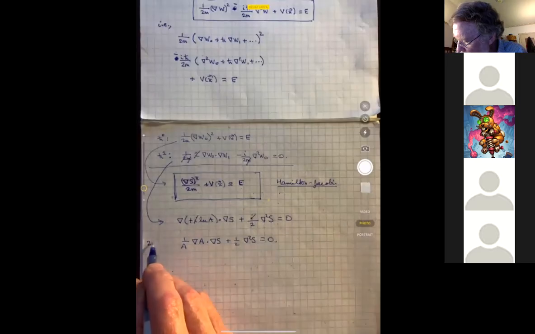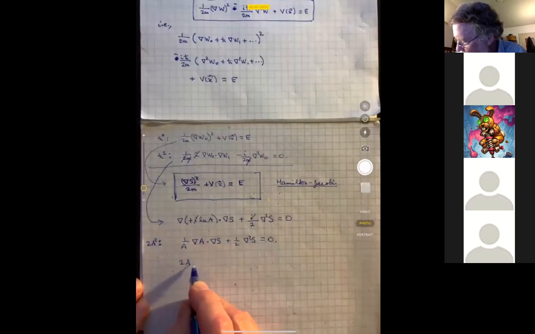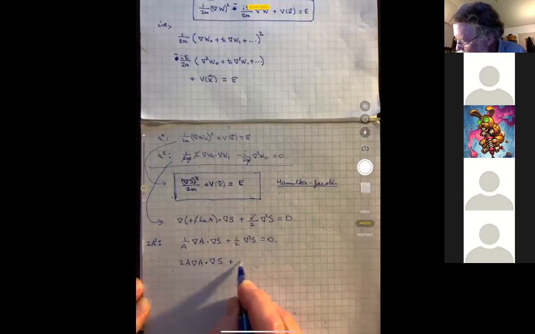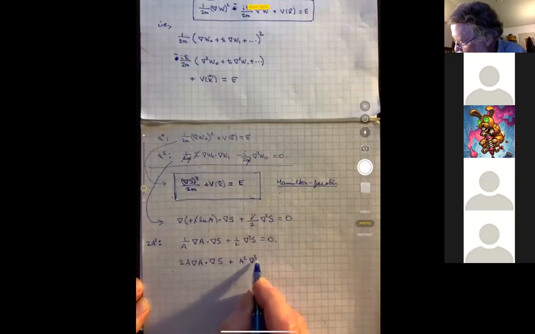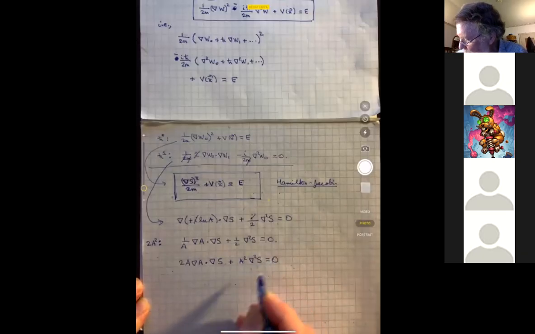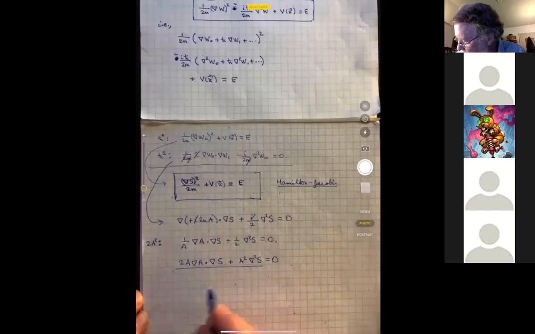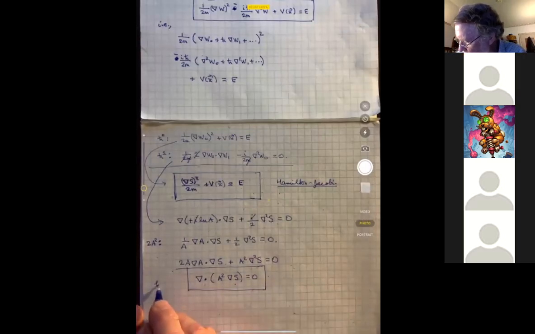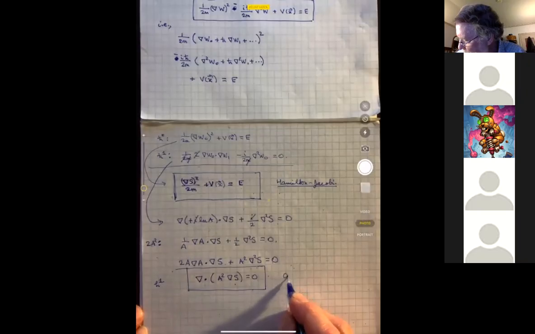And now let's take this equation and multiply through by 2A squared, because if we do, the first term becomes 2A grad A dotted into grad S. And then we get plus A squared times del squared S equals 0. If you look at that expression for a minute, you see that it's an exact divergence. It's a divergence of A squared grad S equals 0. And this is the most convenient form for the equation at order h bar to the first power. And this is given a name also. This is called the amplitude transport equation.